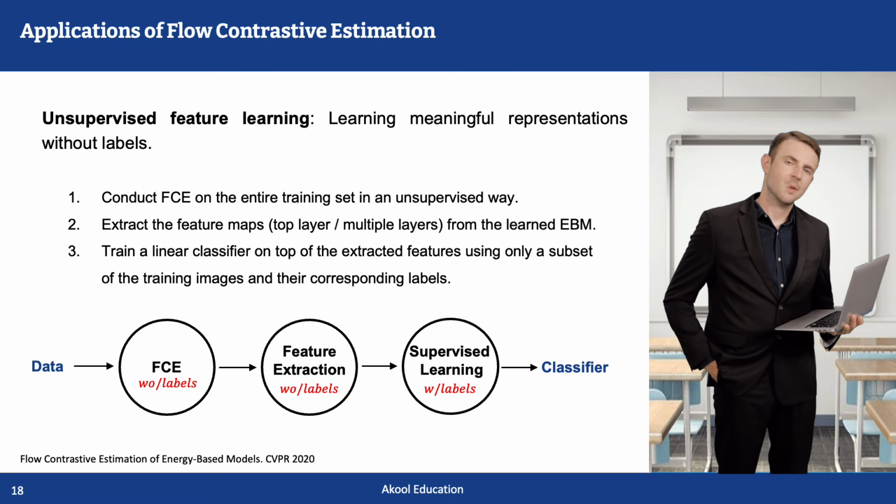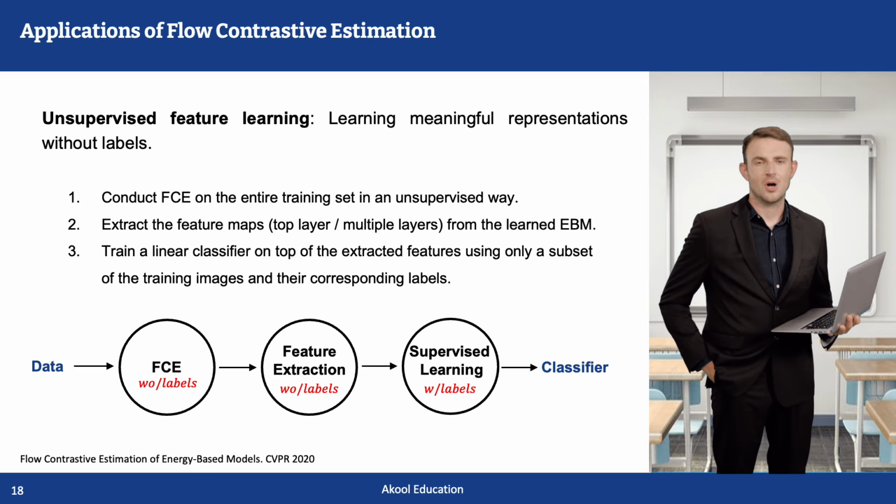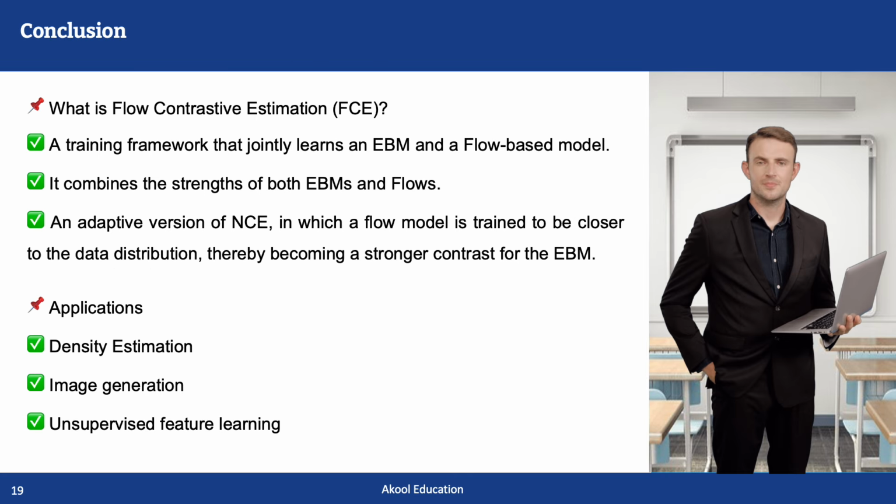First, we perform flow contrastive estimation on the entire training set in a completely unsupervised manner. Second, after the model converges, we extract feature maps from the learned energy-based model, typically from the top layer or across multiple layers. These features capture the structure of the data. Finally, we train a linear classifier on top of the extracted features, using only a small labeled subset of the training data.